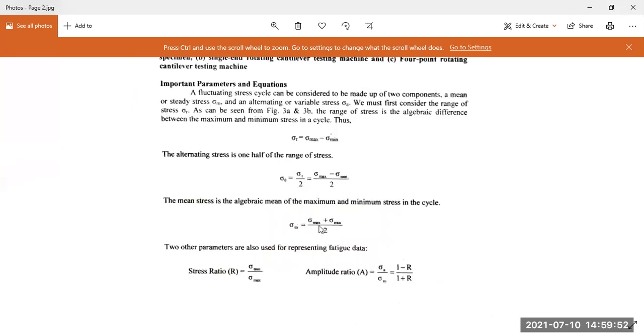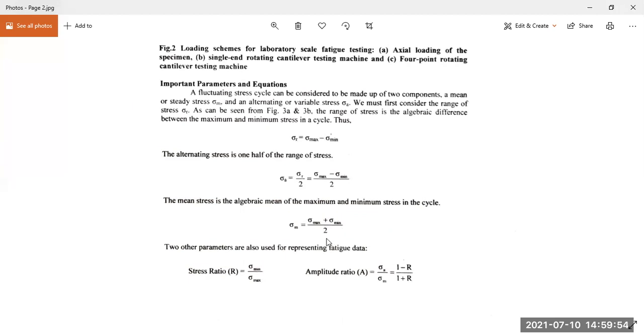Here, sigma max plus sigma min divided by 2 is the algebraic mean of the maximum and minimum stress in the cycle. Two other parameters are also used for representing fatigue data: the stress ratio R, which is sigma minimum divided by sigma maximum, where the numerator should be sigma minimum and the denominator should be sigma maximum. And the amplitude ratio A, which is sigma a by sigma m, or 1 minus R divided by 1 plus R, or it can be sigma max minus sigma min divided by sigma max plus sigma min. This is the amplitude ratio.